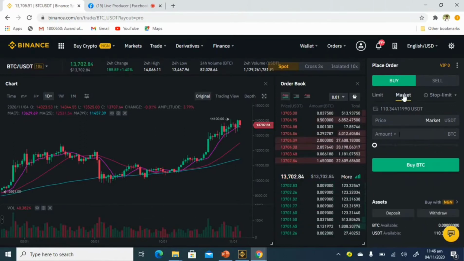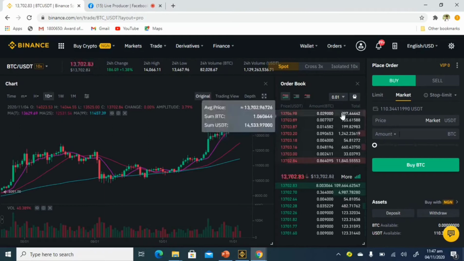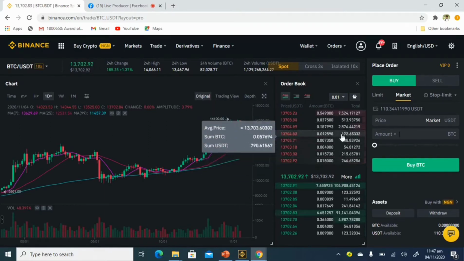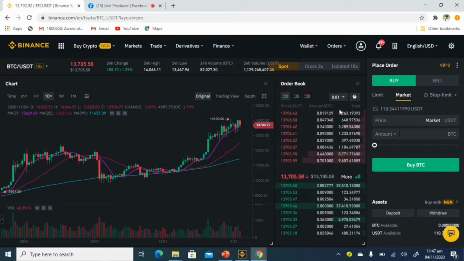Now, what if I want to buy using the market order? I told you the market order means buy at the best price available. So if I want to buy using the market order, now these are the list of sellers. If you want to buy, of course there must be a seller to sell to you. So these are the list of sellers selling.